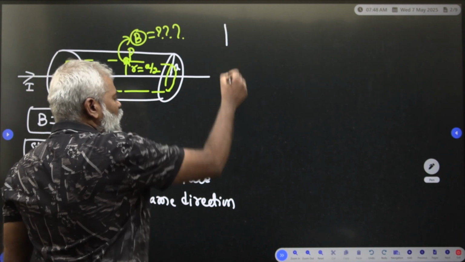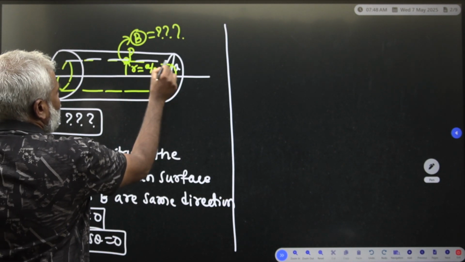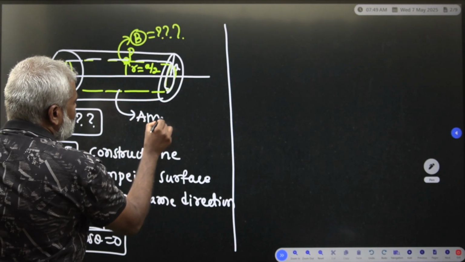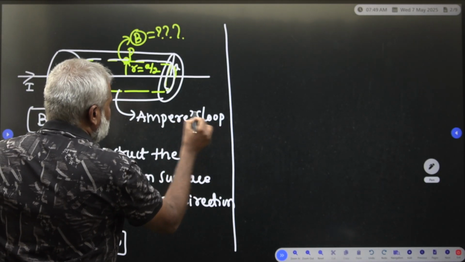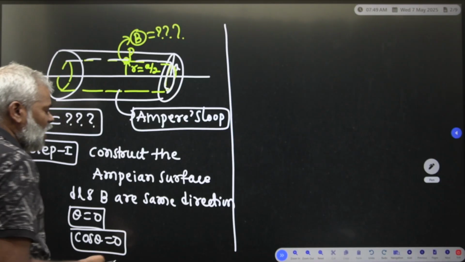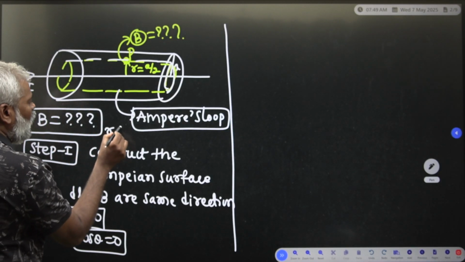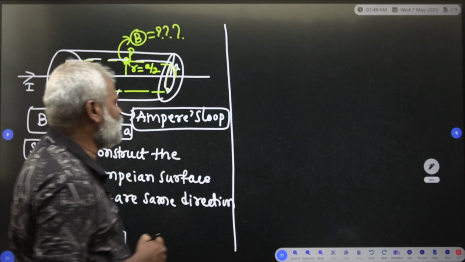So this is the construction of which one? Ampere's loop. This is the Ampere's loop we are constructing. So this is step 1. Based on your case you have to see. This case is r less than a, so inside, this is the radius you have to take.